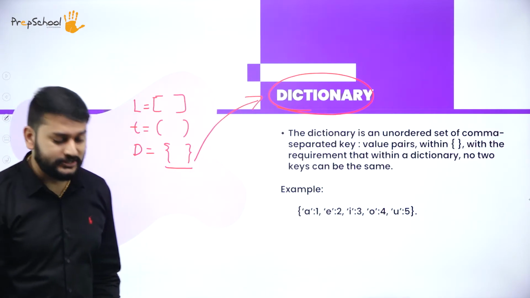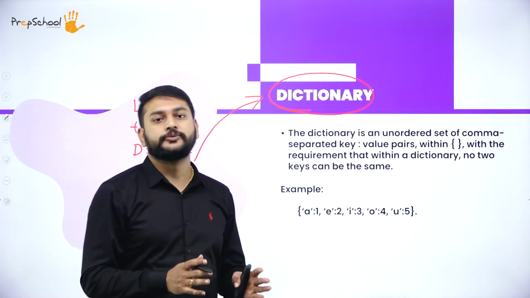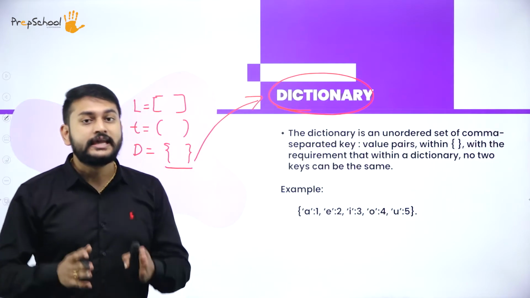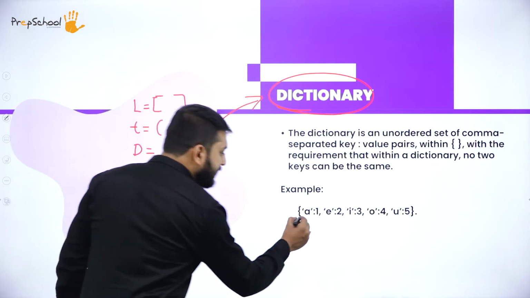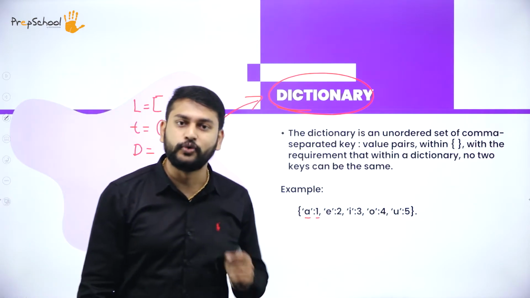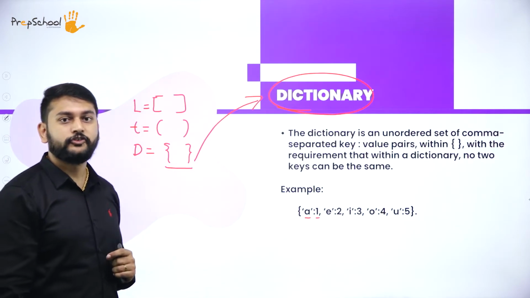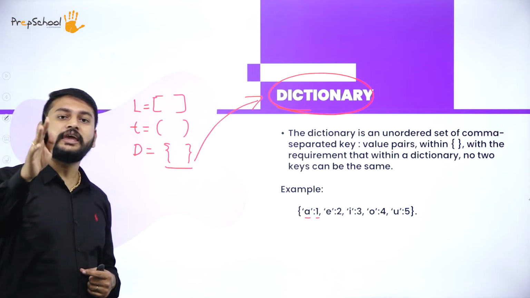Then how do I use these dictionaries? A dictionary is a pair of key and value. I will repeat for all of you: a dictionary is a pair of key and value. So that's what you have to remember. Point number 1: a dictionary is a pair of key and value.